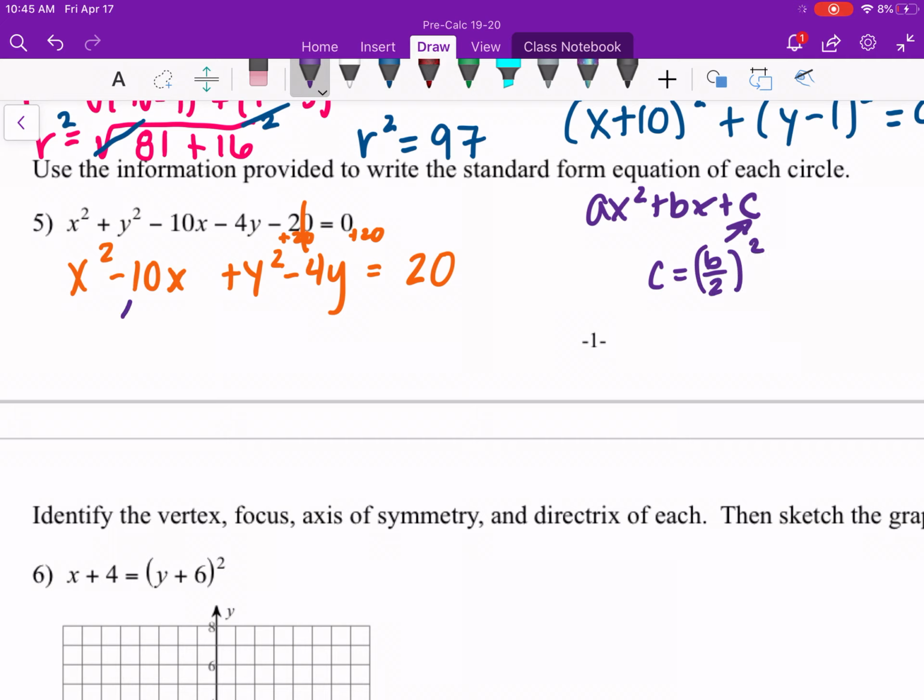So over here, my b term is negative 10. Half of negative 10 is negative 5. Negative 5 squared is 25. So I'm going to say x squared minus 10x plus 25.